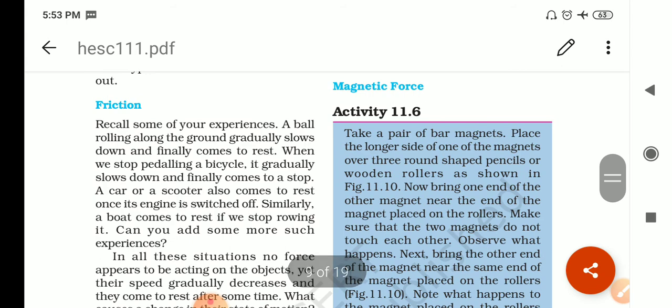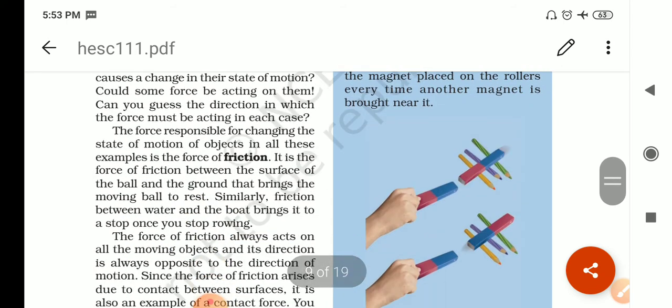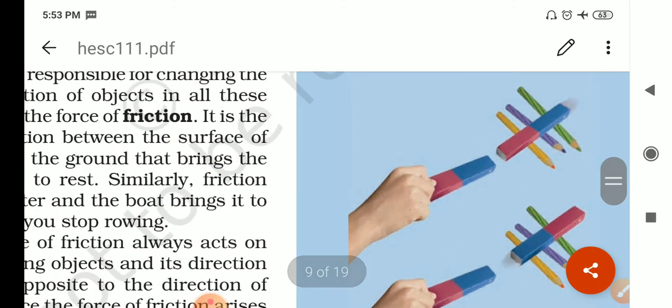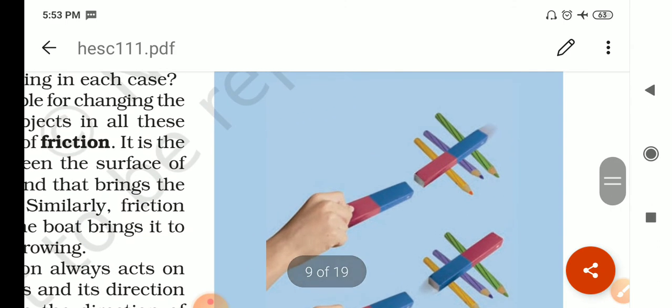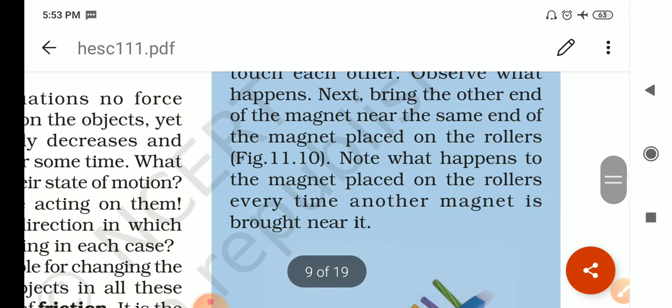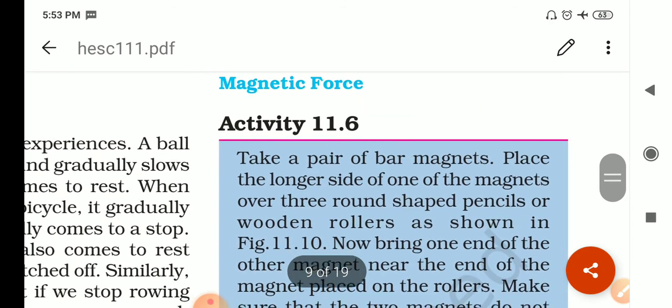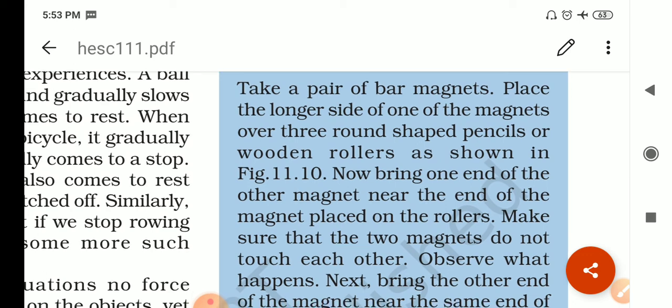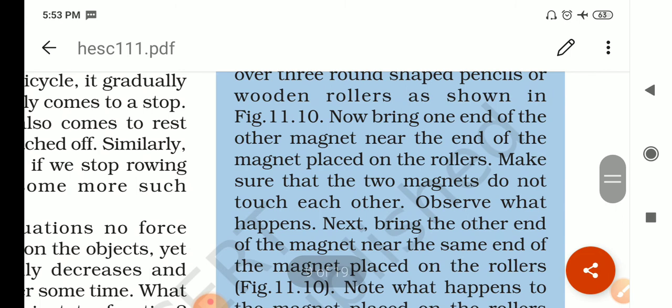Now there is an activity. In this activity, you can see we have two bar magnets. You have to take two bar magnets, place the longer side of one of the magnets over three round-shaped pencils or wooden rollers. Now bring one end of the other magnet near to the end of the first magnet.